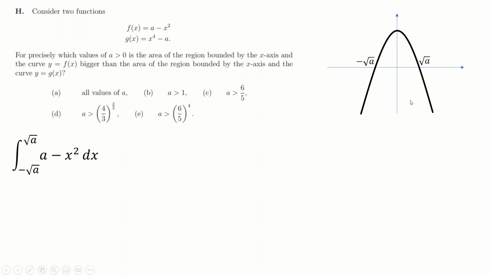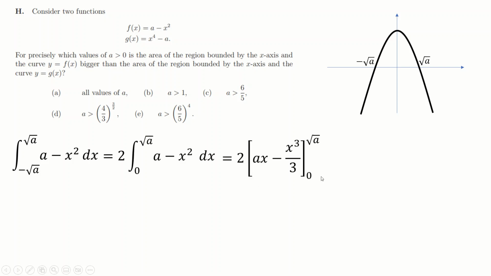Of course, this is an even function, it's symmetrical around the y-axis, so I can double this and integrate between 0 and root a. So literally just doing this integral and doubling it. That's quite a nice trick. The reason it's nice is because when you put 0 into here, you don't have to do anything. So I just need to put root a into here.